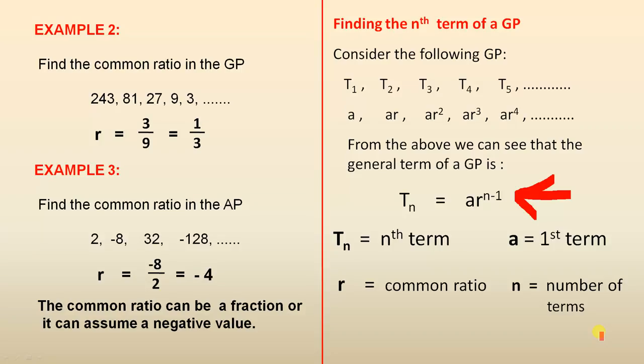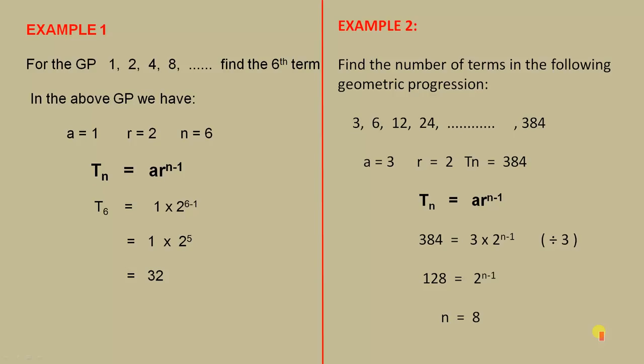First example. For the GP 1, 2, 4, 8, find the sixth term. So for the above GP we have that A is 1, the common ratio is 2 because it's 2 over 1 or 4 over 2, and n equals 6 because we want the sixth term. So here's our general formula. T6 is 1, which is A, times R, which is 2, to the power of 6 minus 1, which is 1 times 2 to the fifth, which is 32. So the sixth term is 32.